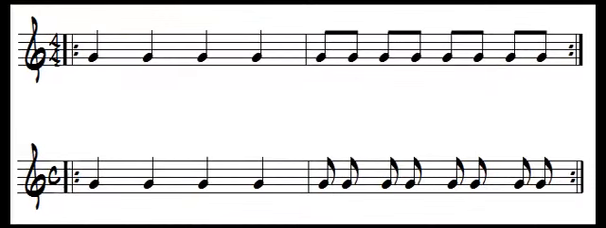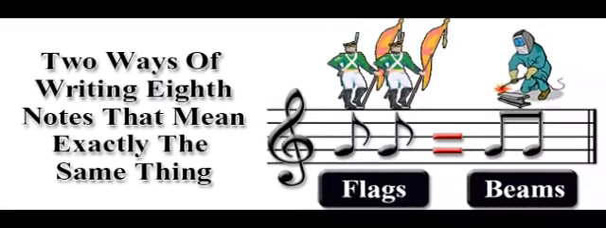Finally, I hope you've noticed that these two lines of music say the same thing. 4/4 and common time, of course, are the same exact time signature, and eighth notes joined together by beams and those eighth notes which are marked by flags sound exactly the same and last for the same amount of time.